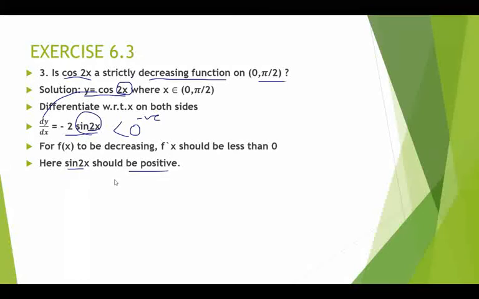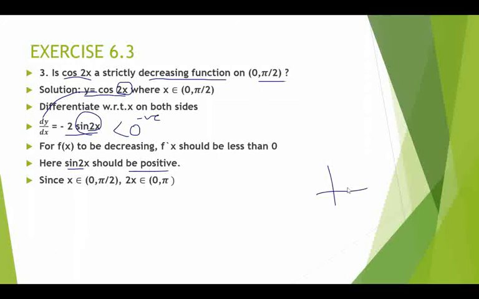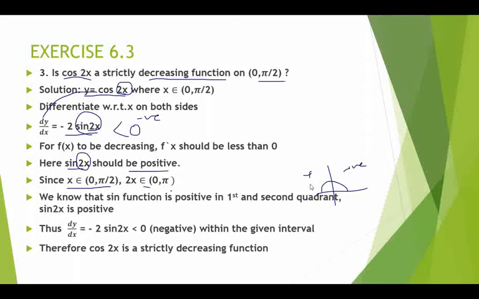So for what values of x does sin 2x become positive? They have given the interval as 0 to pi by 2, which means the first quadrant. In the first quadrant, x belongs to the range 0 to pi by 2. But here I have 2x, so 2x belongs to the range 0 to pi. We know the sine function is positive in the first quadrant as well as in the second quadrant. Therefore, sin 2x is always positive for all values in the interval 0 to pi.